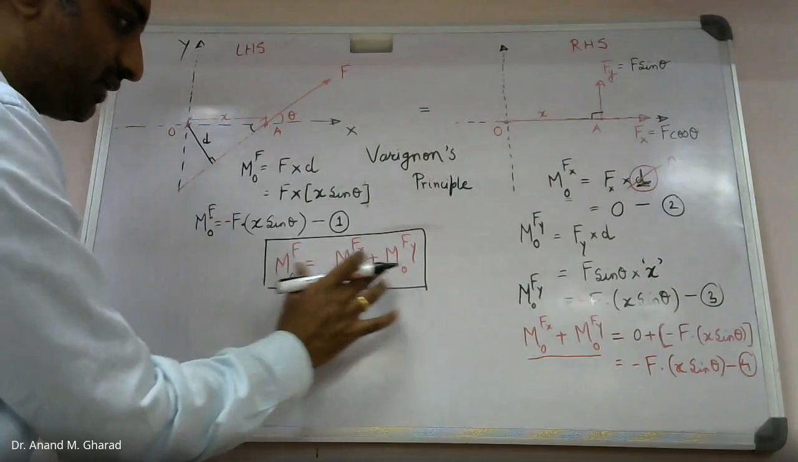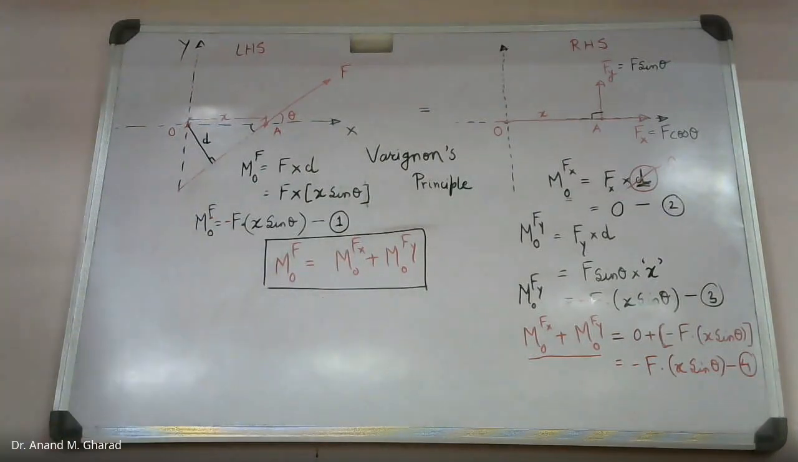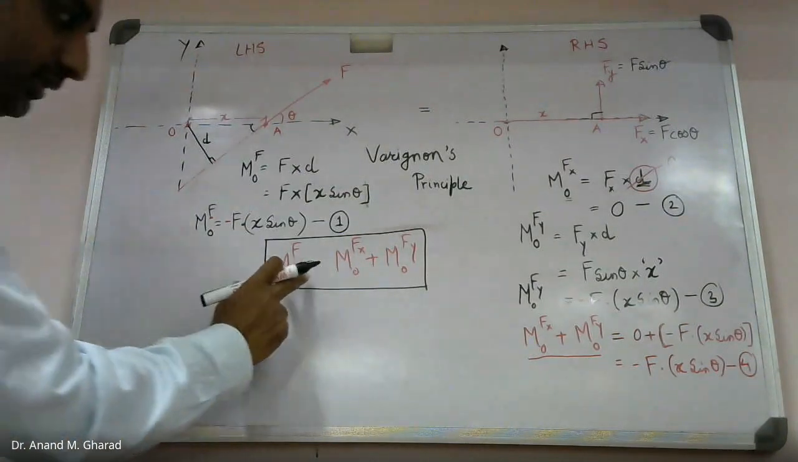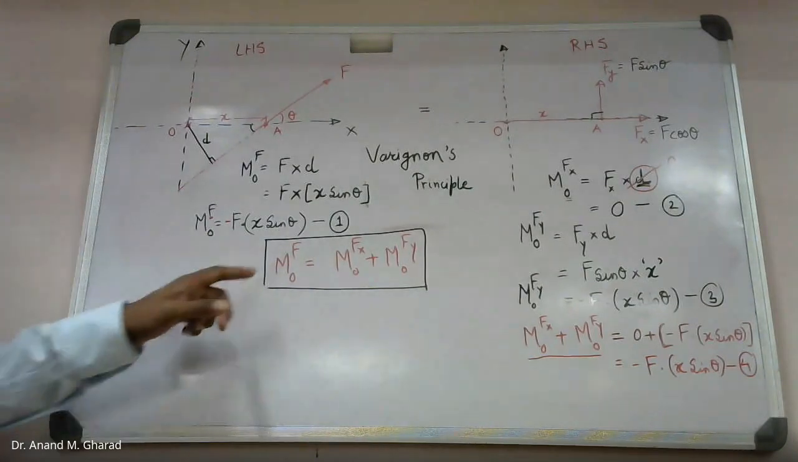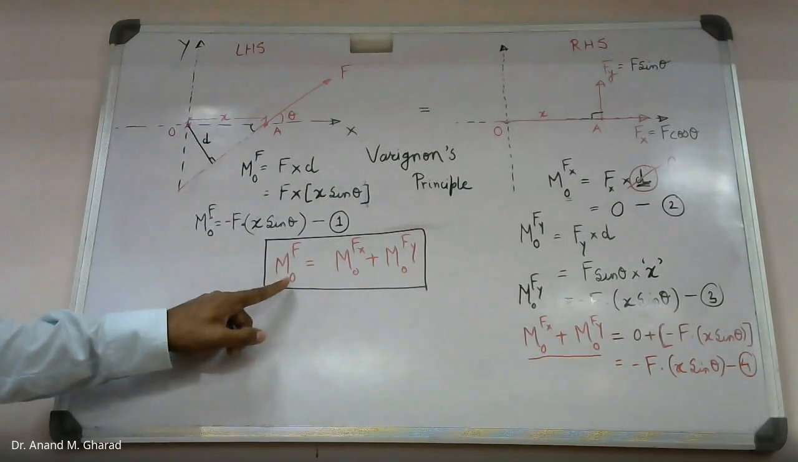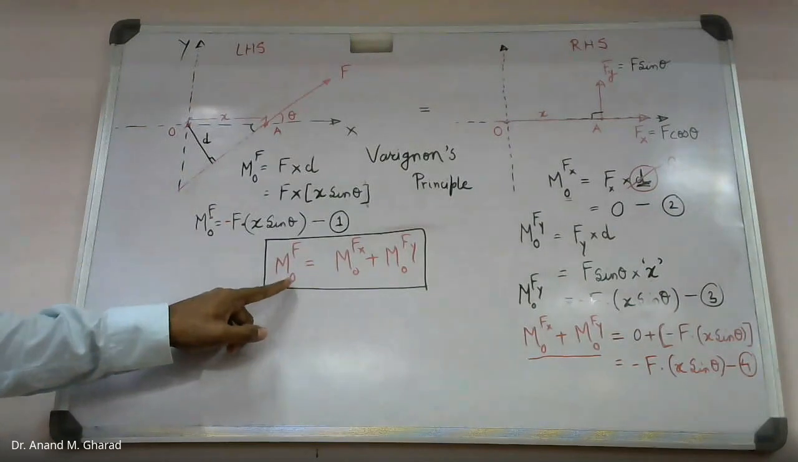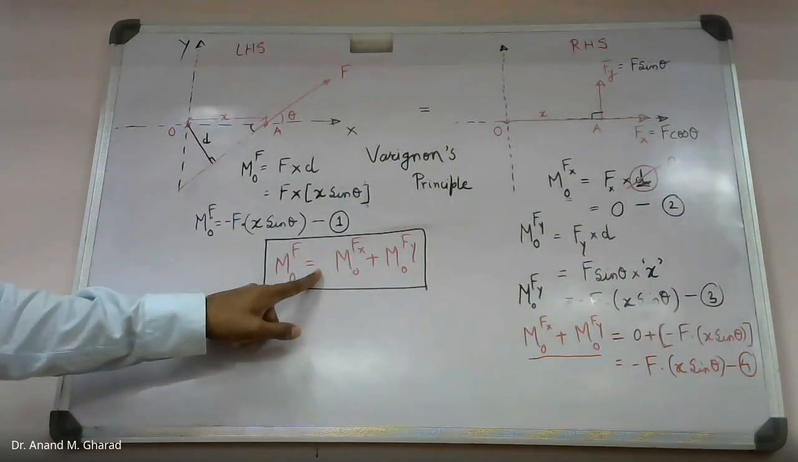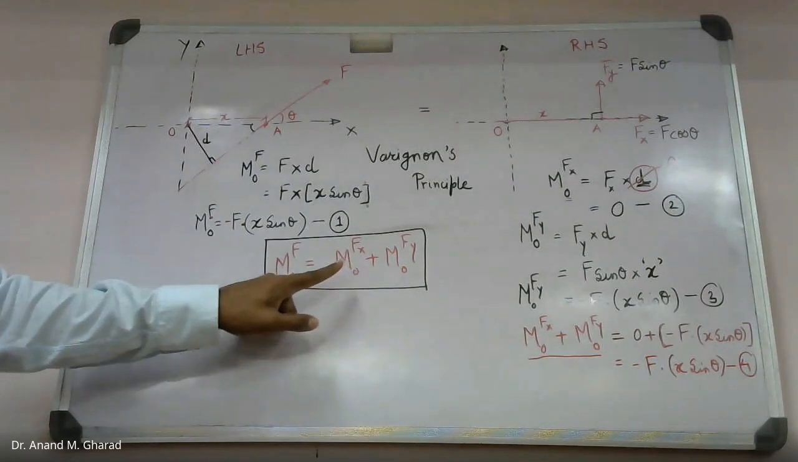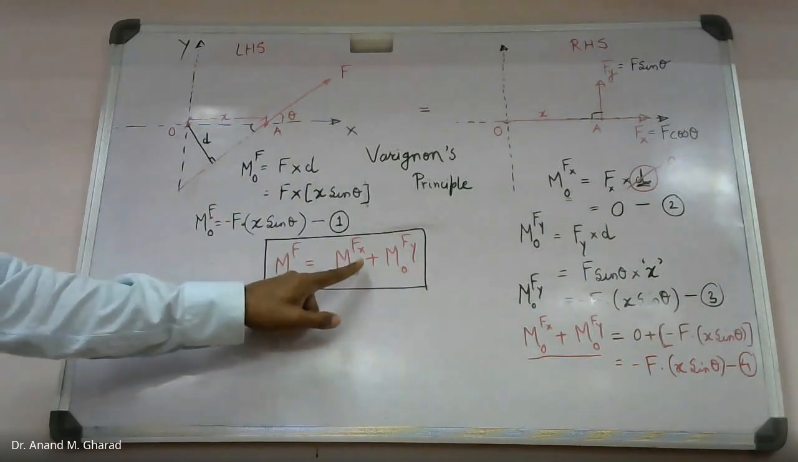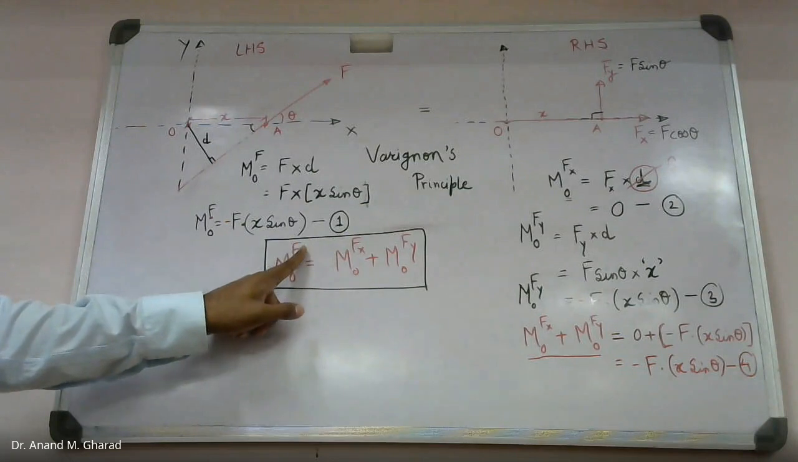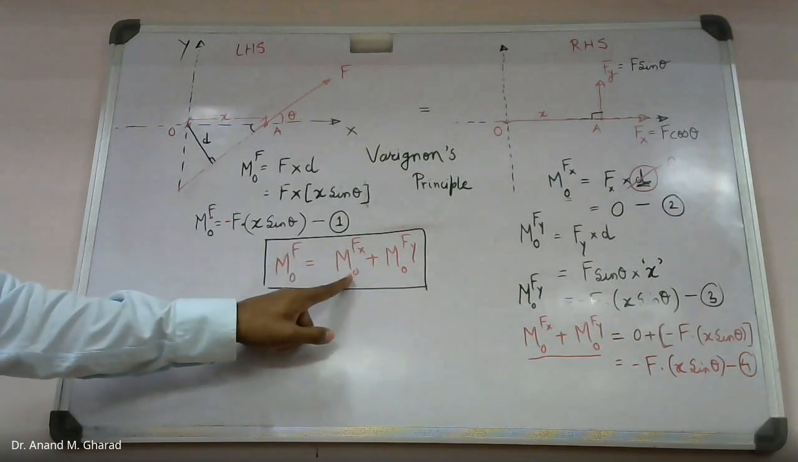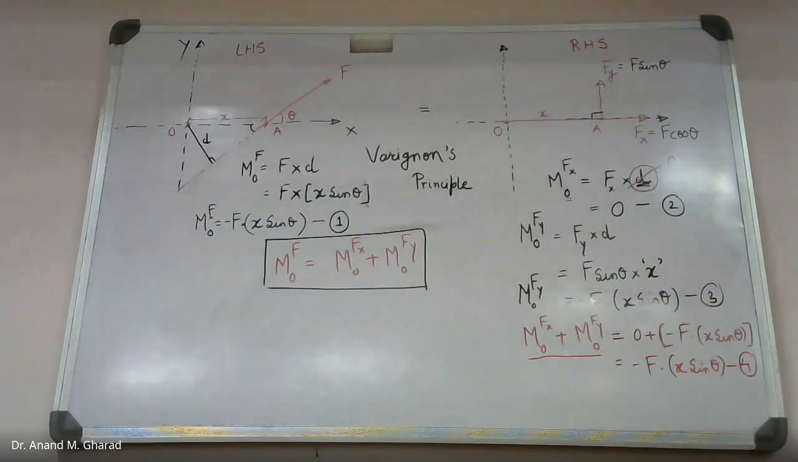So if I want to express this Varignon's principle in words, how can it be done? It is stated that the moment about any point due to a certain force is equal to the moment sum of the components of the force about the same point. Okay? So you can note this down.